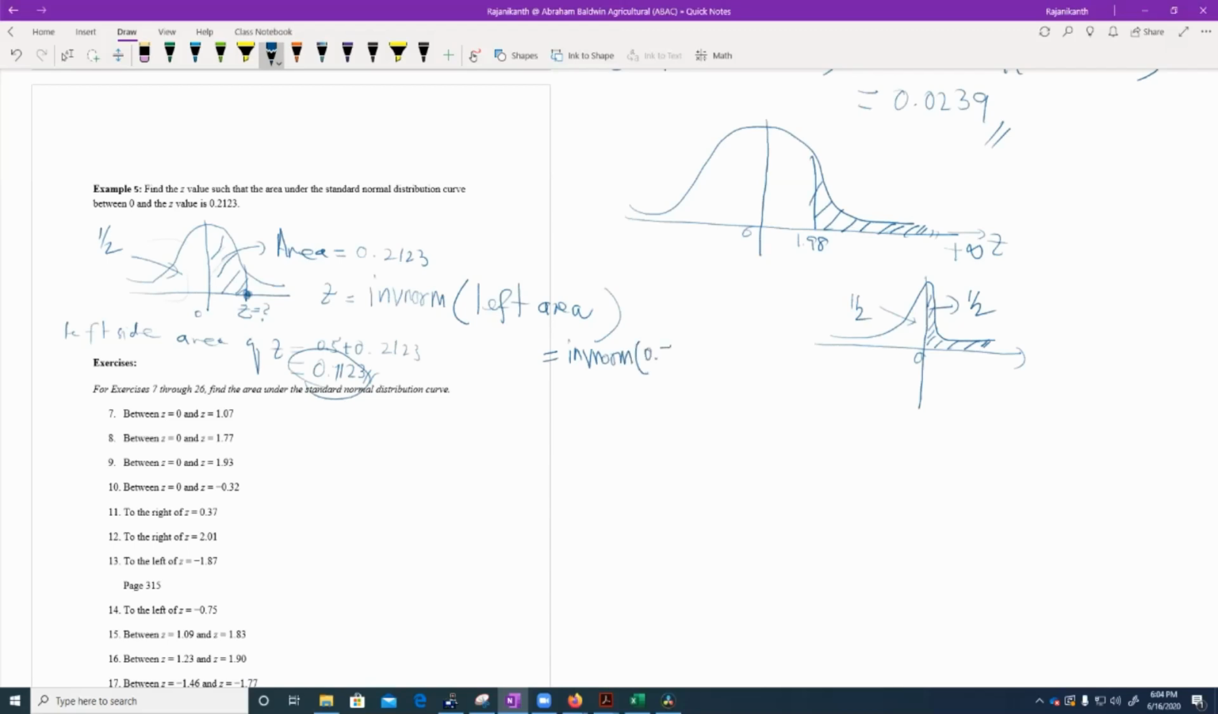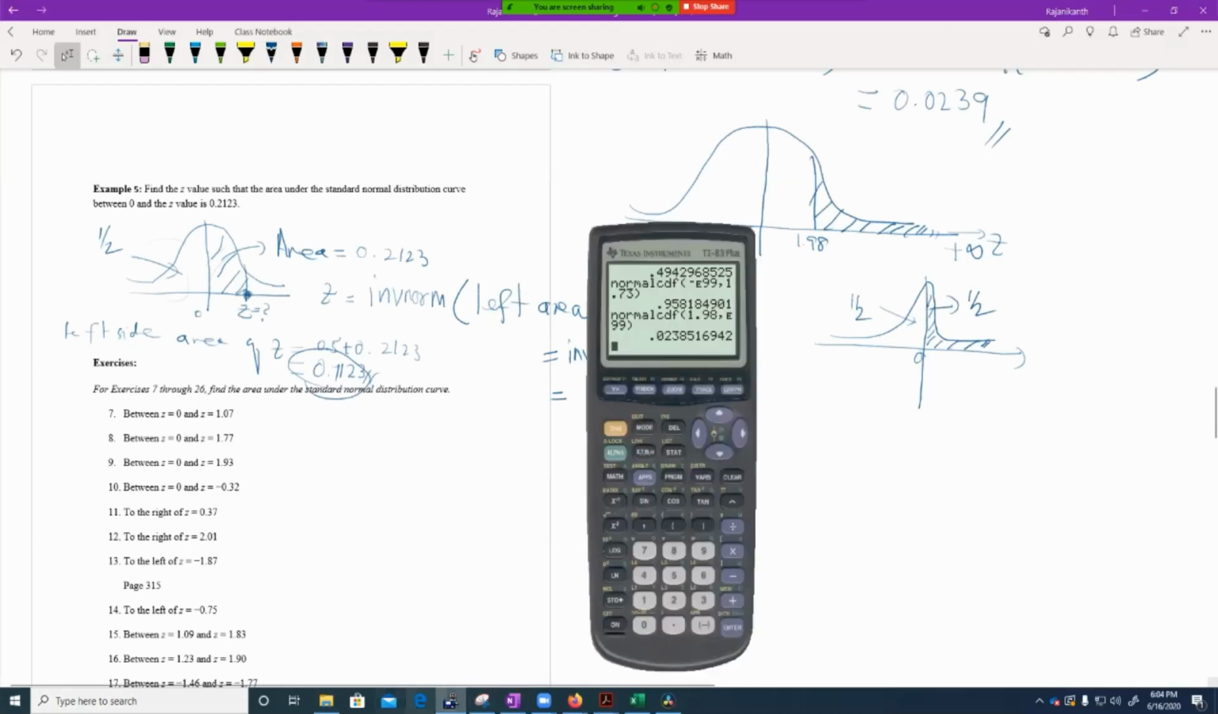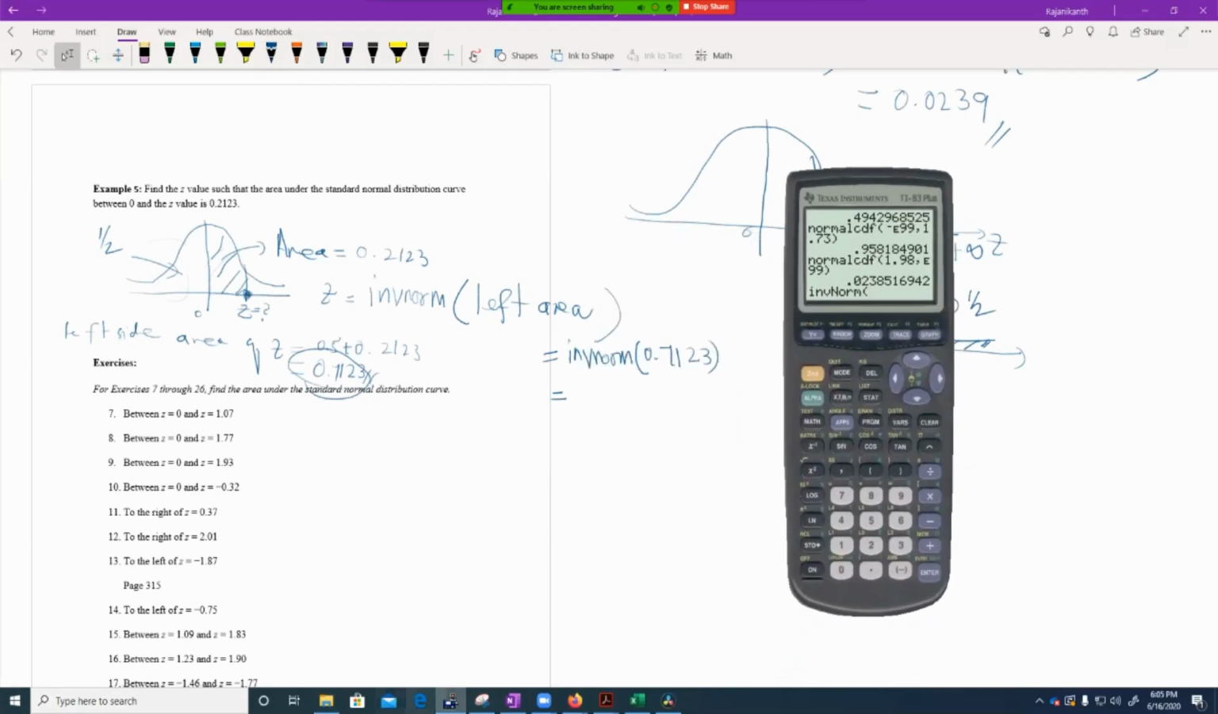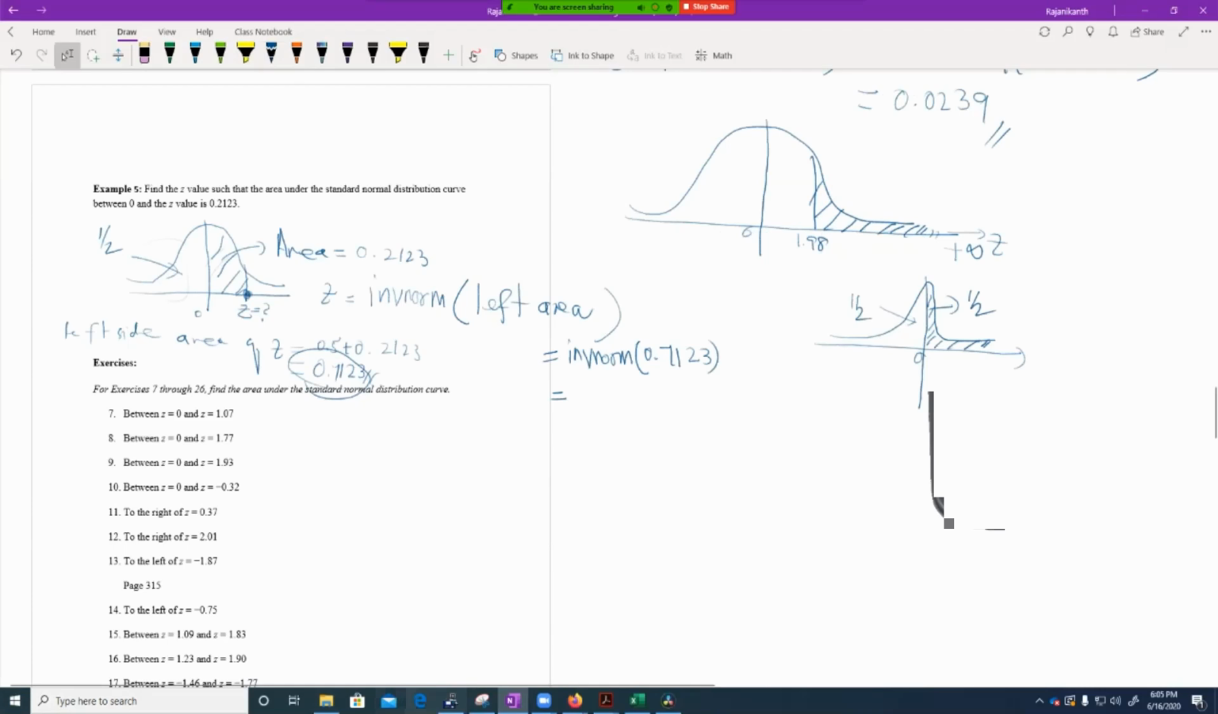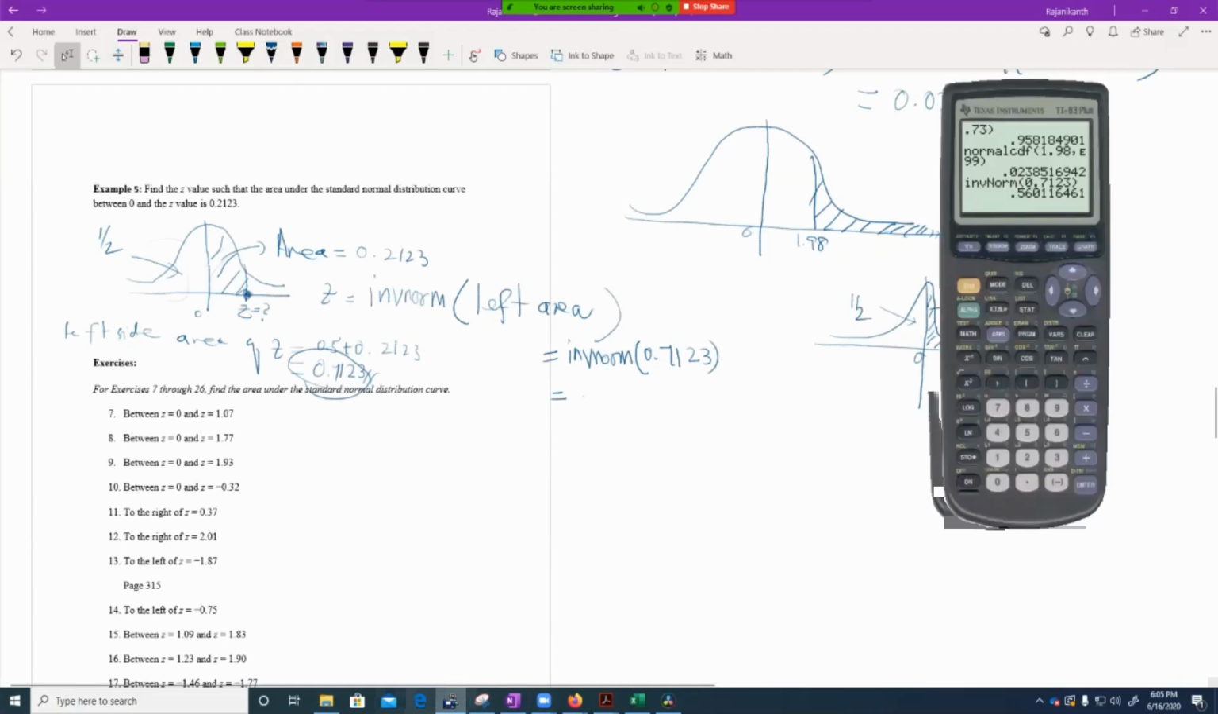The left side area to that point is now 0.7123. Okay, so let us find that. So now I need to find the inverse norm function. Where is that? It is again in the second menu. You will see number 3, inverse norm function. And now type the left side area. So I have the left side area as 0.7123. Okay, that's it. Just enter. So you will get the corresponding Z. My Z is, let me write it down to 2 decimal places, 0.56.